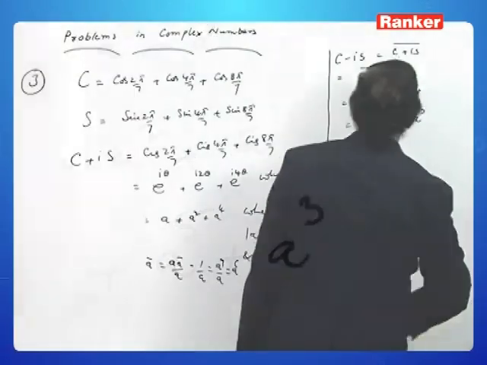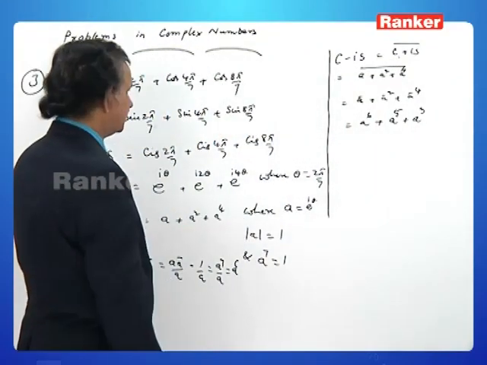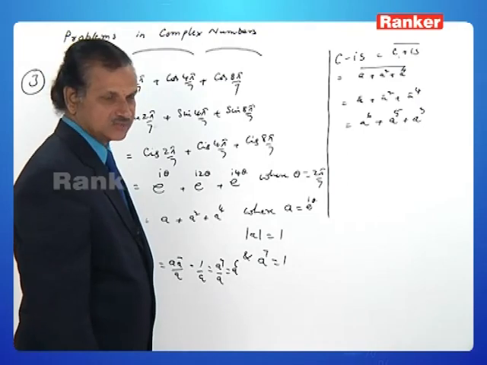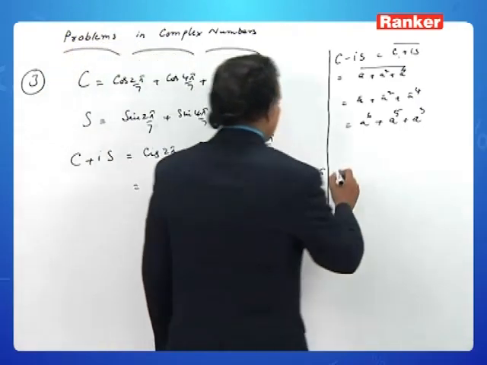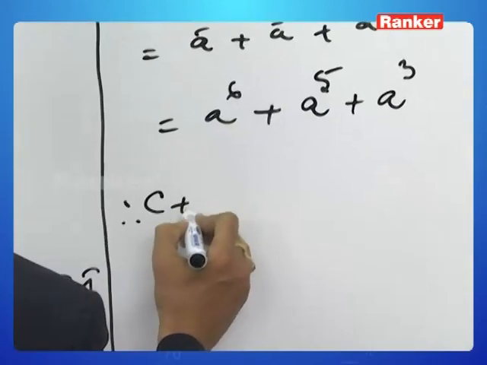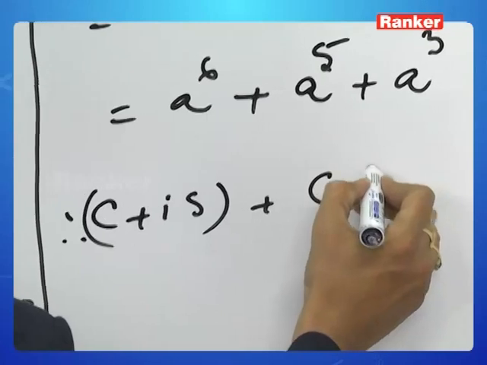A power 6 plus a power 5 plus a cube. Well, this is C minus iS, and that was C plus iS. Let us see what happens when you add them. Therefore, C plus iS plus C minus iS.